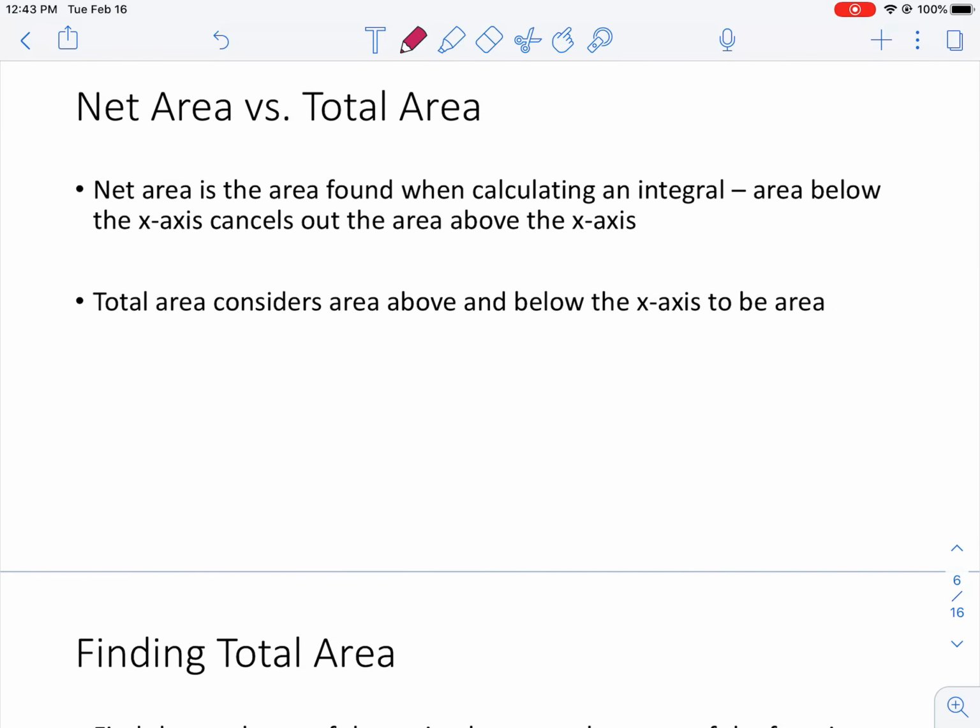So net area is the area that you find when you're calculating an integral. Any physical area below the x-axis is canceled out with any physical area that's above the x-axis. And total area, that's the word you're looking for to tell you you're doing something different. Total area says take all the areas below and above and basically add them as if they're all positives.